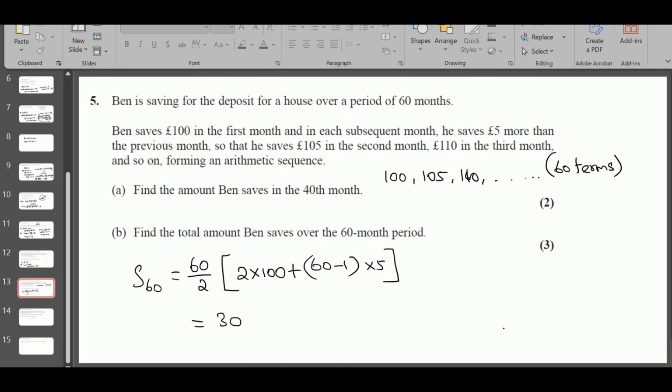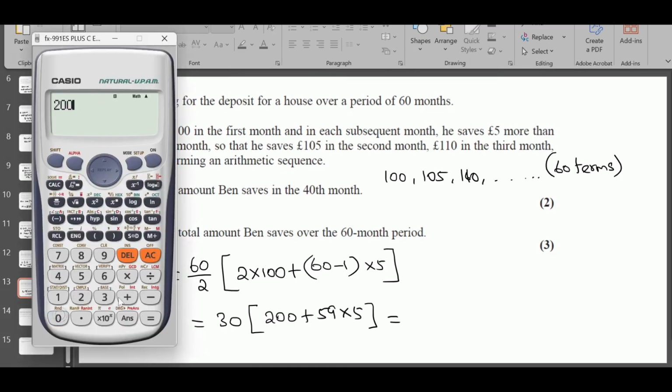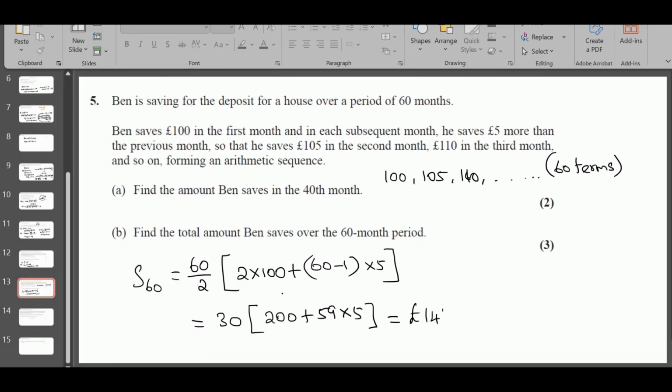30 times 200 plus 59 times 5. You will get the answer. 200 plus 59 times 5 times 30. 14850 pounds. That's the answer for part B. Let's move on to part C now.